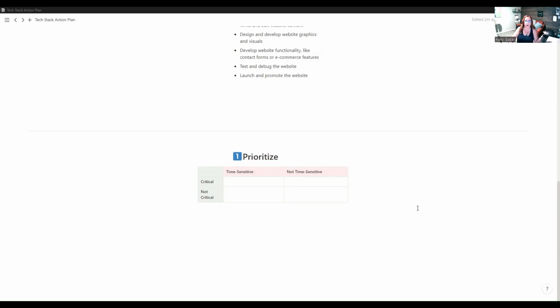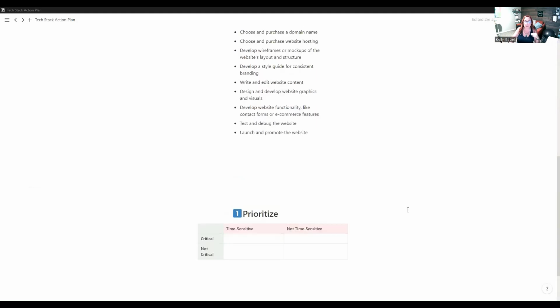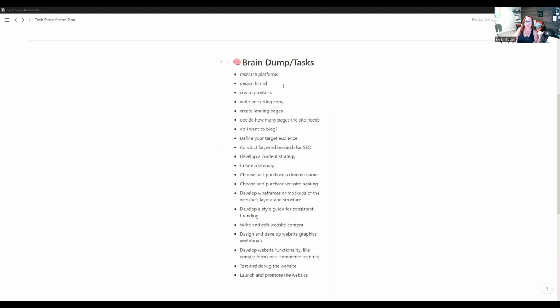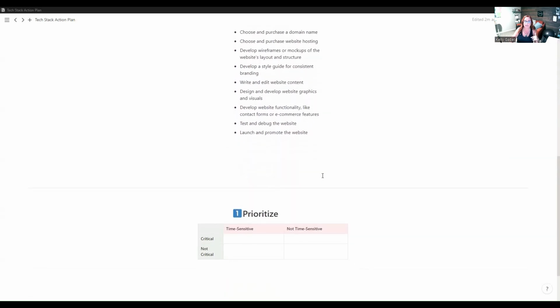So just to give you an example, I'm not going to go through all of these because this video will get very long if I do that. But I'm just going to show you what I mean by time sensitive versus not time sensitive. Things like researching your platforms or choosing and purchasing your domain name and your website hosting. These things are time sensitive because they need to be done first. They need to be set up and ready to go when you start doing things like writing marketing copy and designing the brand and all of that. So we're going to go ahead and take things like that and add them into time sensitive.